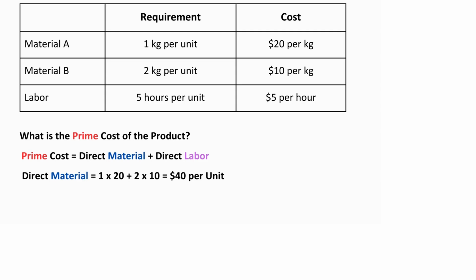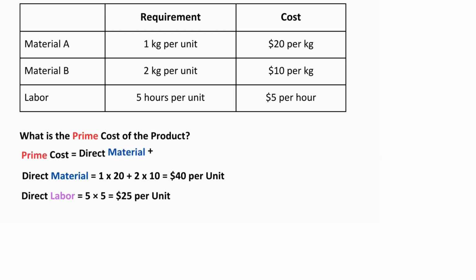Therefore, the total direct material cost is $40 per unit. The direct labor cost is $25 because we multiply $5 per hour by 5 hours. So, the total prime cost is calculated by adding the direct material cost and the direct labor cost. In this case, it amounts to $65 in total, $40 for direct material and $25 for direct labor.